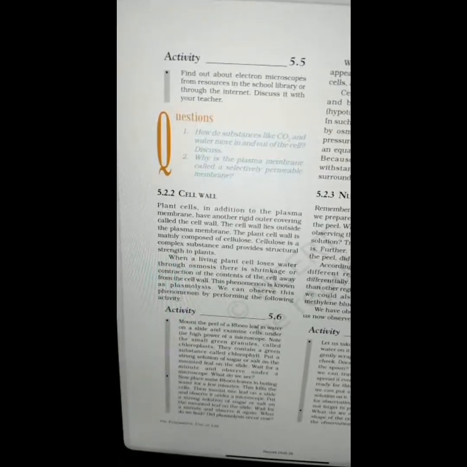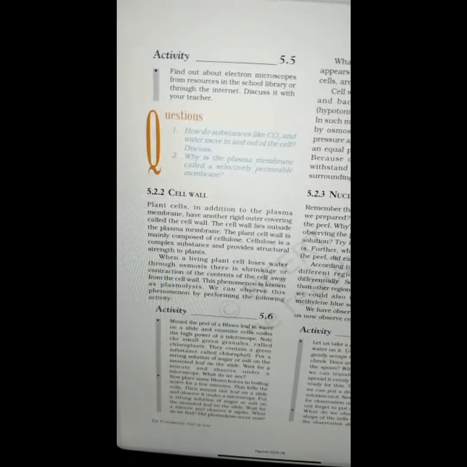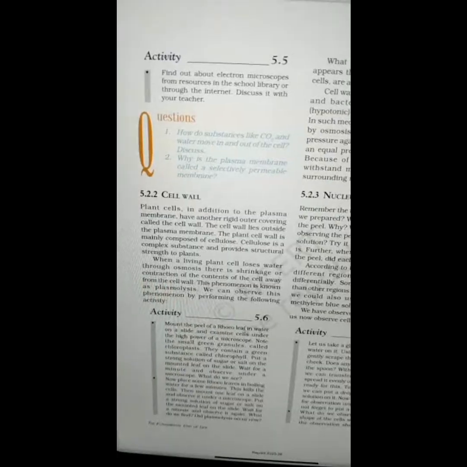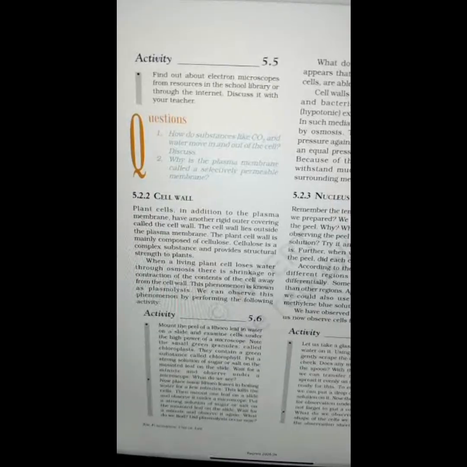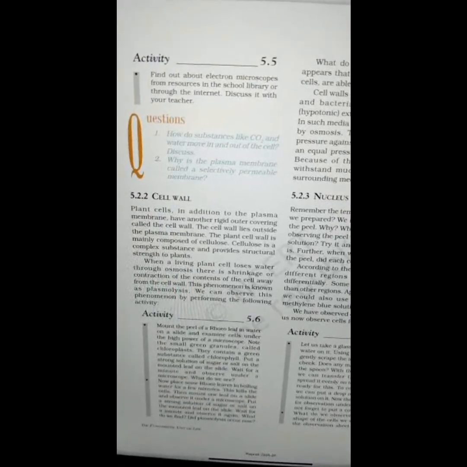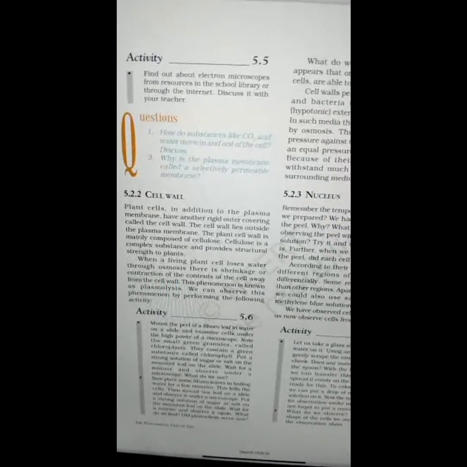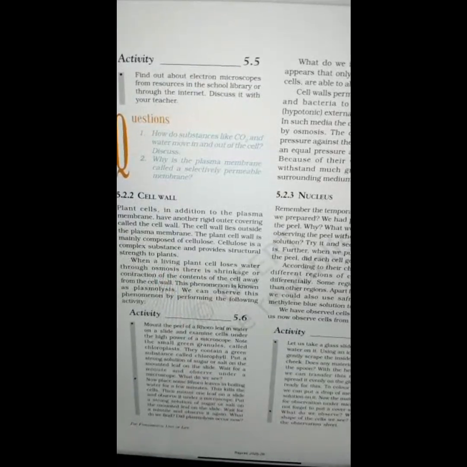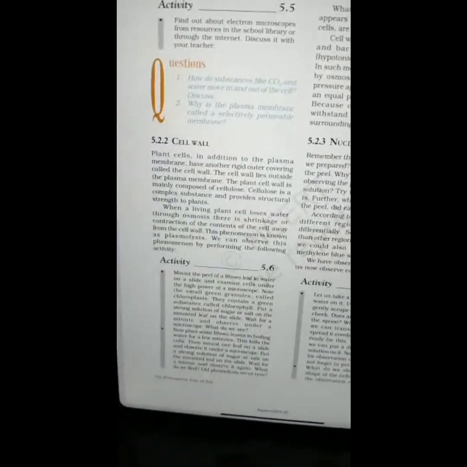Let's come to the next topic 5.2.2 cell wall. Plant cells, in addition to the plasma membrane, have another rigid outer covering called the cell wall. The cell wall lies outside the plasma membrane. The plant cell wall is mainly composed of cellulose. Cellulose is a complex substance and provides structural strength to plants. When a living plant cell loses water through osmosis, there is shrinkage or a contraction of the contents of the cell away from the cell wall. This phenomenon is known as plasmolysis. We can observe this phenomenon by performing the following activity.